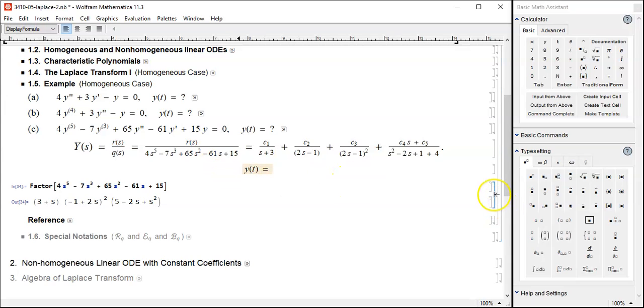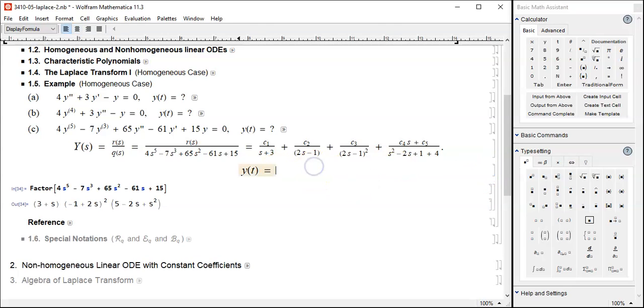Therefore, y of t is, from the first function, what do I get? K1 e to the negative 3t. By this time, I expect some proficiency from students. So whenever you see 1 over s minus a, you should be looking up the table. That should be coming right away. Next, K2 e to the, when do we have 0 in the denominator? 1/2 t.